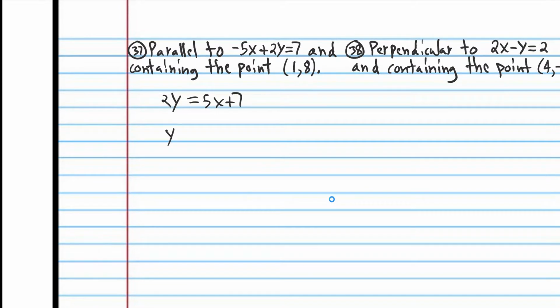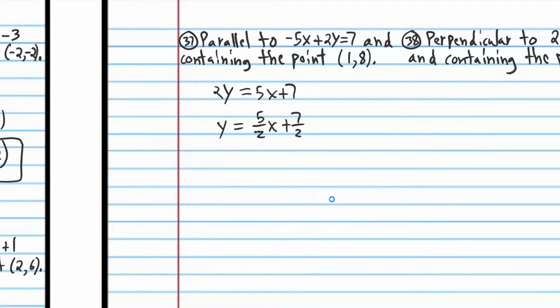Divide both sides by 2, and now we can see the slope of the equation because it's in slope-intercept form. And so our line is parallel to that line, so the slopes must be the same. So the slope of our line is 5/2. And we also have a point on our line. We're given a point, so obviously we use point slope form.